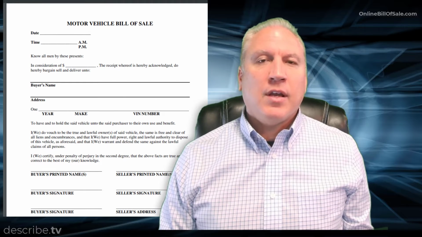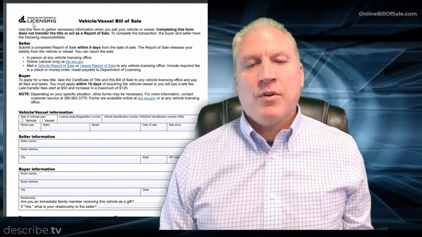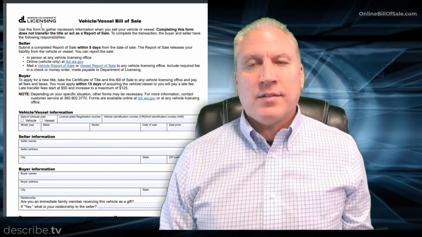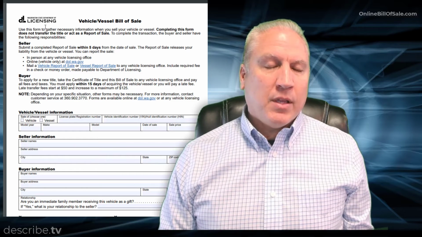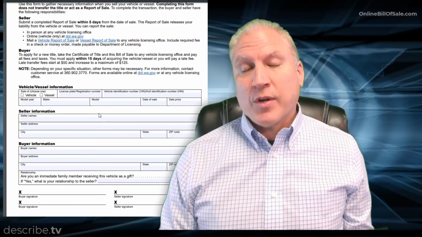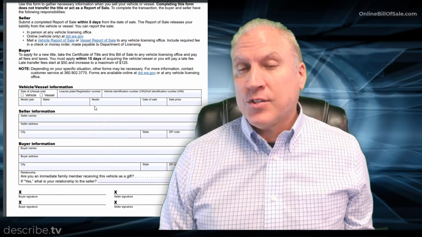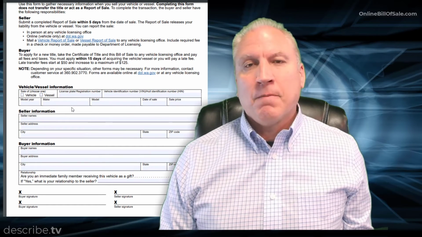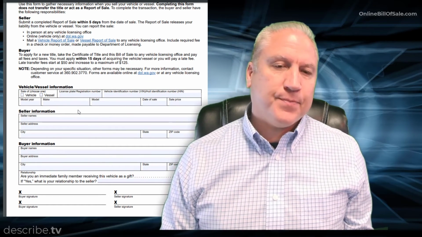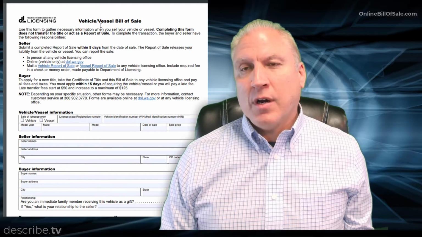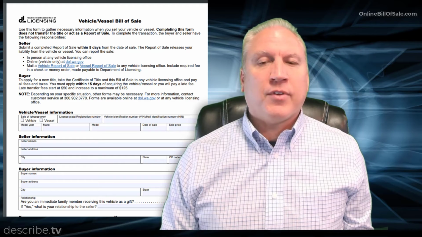Some states have their own version, like here's an example from Washington State. This is an official Washington State DMV, Department of Licensing, bill of sale, and you can use this form for transfers in that state. Sometimes the state requires you use their particular form because it has other information on it, such as mileage or odometer readings. Each state may have a version of their bill of sale, and you can get these from our website.